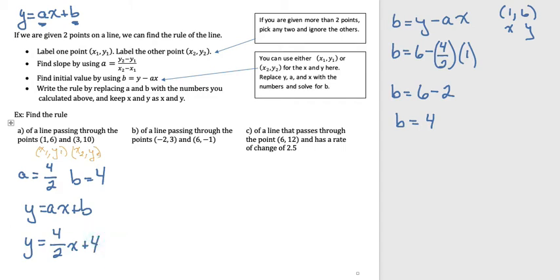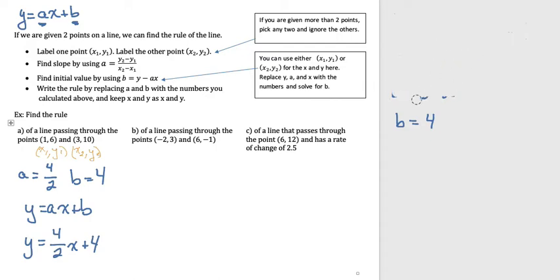Let's do another example. The process is going to be exactly the same, but the numbers turn out a little bit differently. There are some negative numbers to watch out for. So let's take a look at that. So our second example, we want to find the rule of a line that goes through the points -2, 3, and 6, -1. So remember, we're going to label our points first.